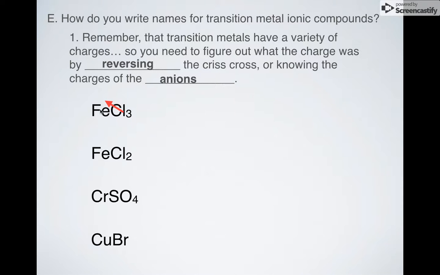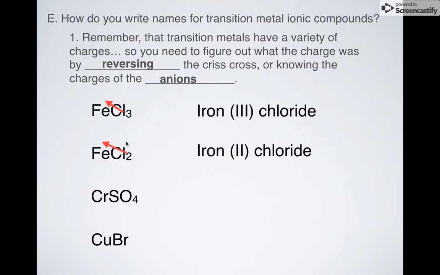So how do we signify that? Iron 3 chloride. Remember, you put the parentheses and then a Roman numeral to signify what the charge of your cation is. So think about this. What would that be then? That would be iron 2 chloride. And they're very different from one another.